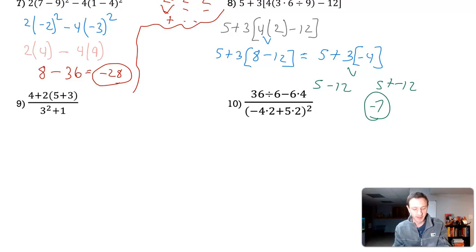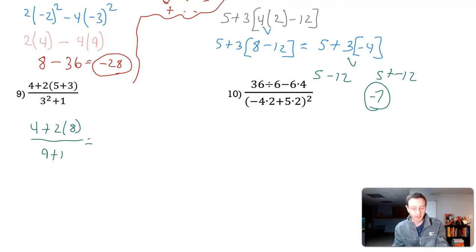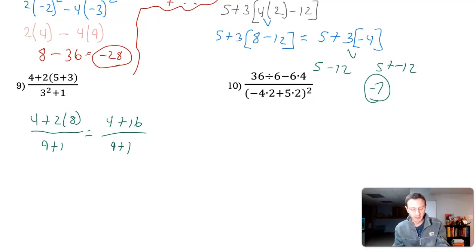On the top, I have 5 plus 3, which is 8. So 4 plus 2 times 8. I'll do it step by step here. I'm noticing on the bottom, 3 squared is 9. So I'll do 9 plus 1. Then on top still, I have that multiplication of 2 times 8. So 4 plus 2 times 8 is 16 over 9 plus 1. Then I'm just adding. So I'll do 4 plus 16, which is 20. 9 plus 1 is 10. Get it down to a point where it's just 20 divided by 10. 20 divided by 10 is 2.